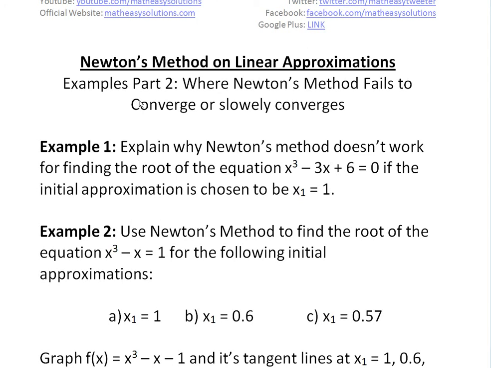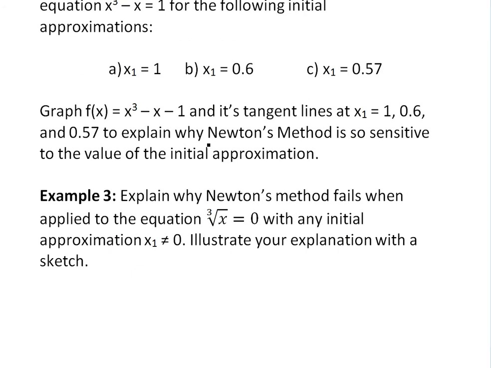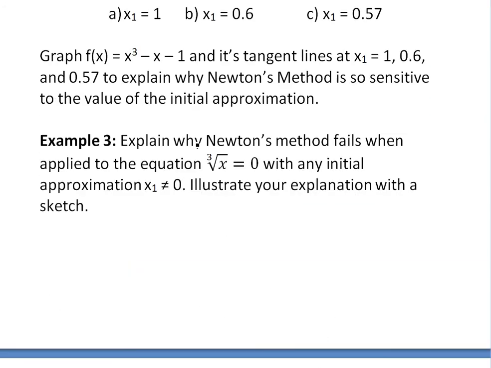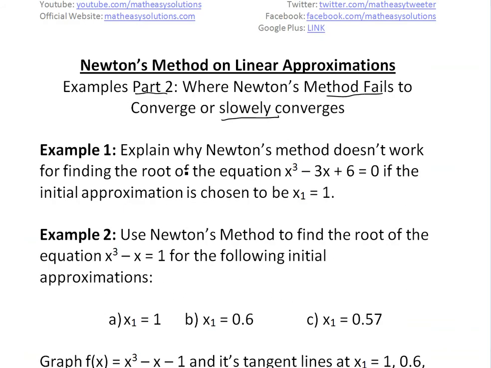Alright, it's time for another math. Easy. So we're going to discuss further into Newton's method and linear approximations and look at part 2 of the example series, basically where Newton's method fails, or fails to converge, or slowly converges. And we'll do these examples here.